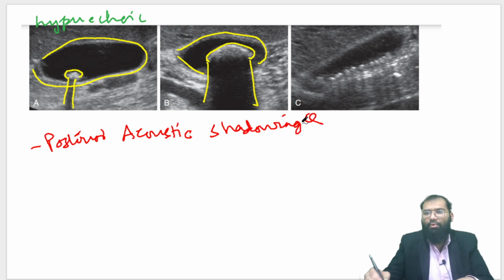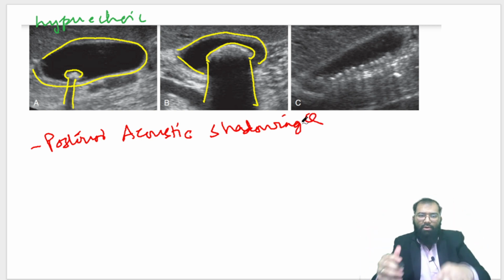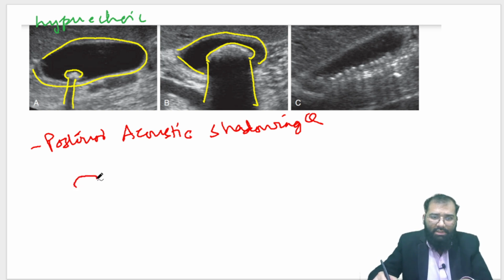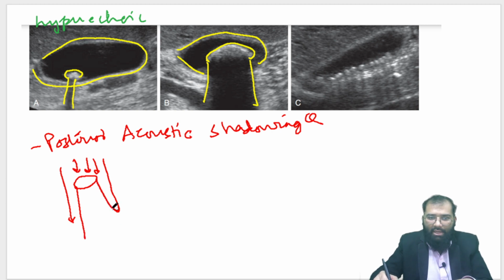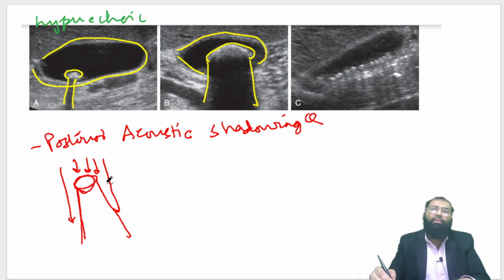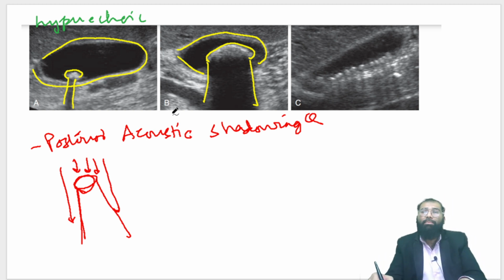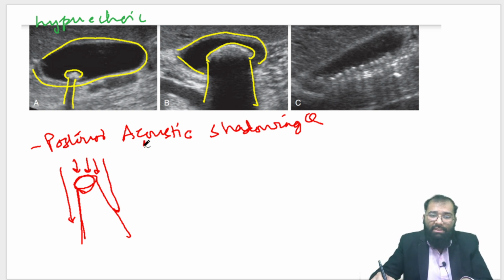So what do you mean by posterior acoustic shadowing? Suppose this is a stone. When ultrasound passes and reaches the stone, this surface is too hard. Ultrasound passes through the nearby structures, however it doesn't pass through this, and as a result, there is an area of shadowing which occurs beyond this stone, and this is called posterior acoustic shadowing. So, very important. Where else will you see posterior acoustic shadowing? It will be seen anywhere where there is stone or calcification.